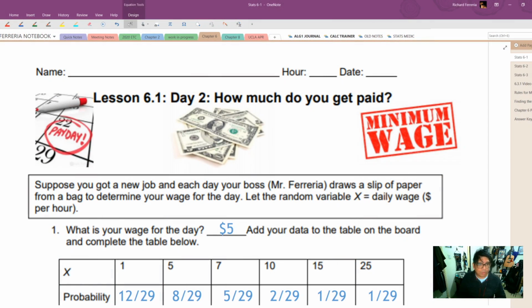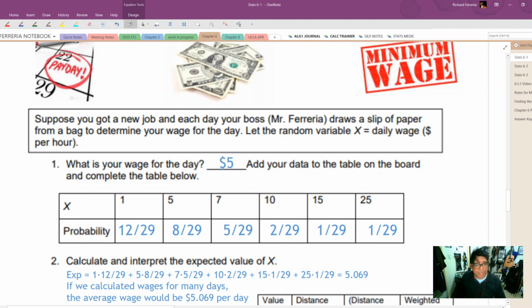Suppose you get a new job and every day your boss, that's me, draws a slip of paper out of a bag to determine your wage for the day. Let the random variable x be equal to the daily wage in dollars per hour. So you're going to get a different wage every day depending on what paper you draw out of the paper bag. Now, we did this in class a couple of years ago, and last year, of course. And this is one of the probability distributions we came up with for that.